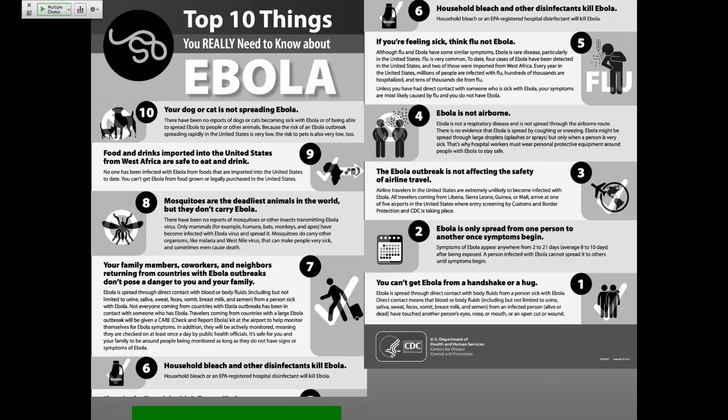Top 10 things you need to know about Ebola. Basically, if you think you have Ebola, you don't. You probably have the flu. So think flu, not Ebola. I'll just leave this in your notes.